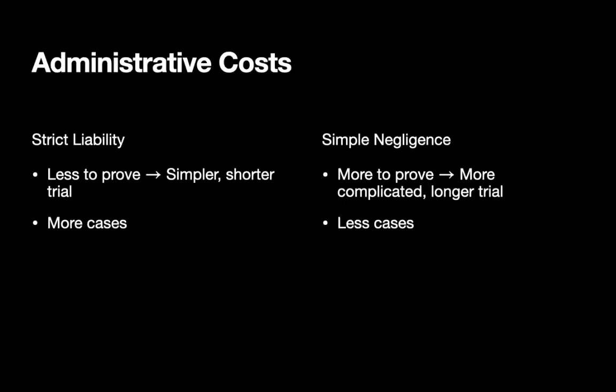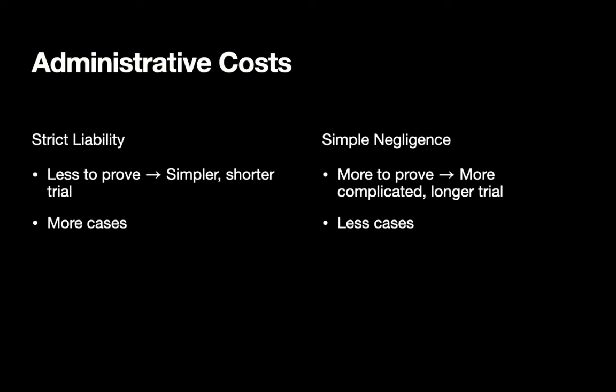So far in our analysis of the social costs of accidents, we have ignored the costs of going to court and adjudicating any disputes. When it comes to these administrative costs, we face trade-offs between strict liability on one hand and simple negligence and the other liability rules that set a legal standard of precaution on the other. Under strict liability, the plaintiff only has to show harm and cause. Under simple negligence and the other liability rules, harm, cause, and breach of duty must be established.